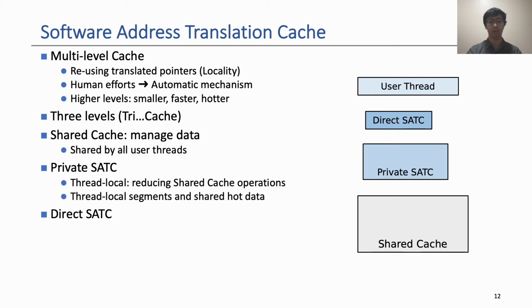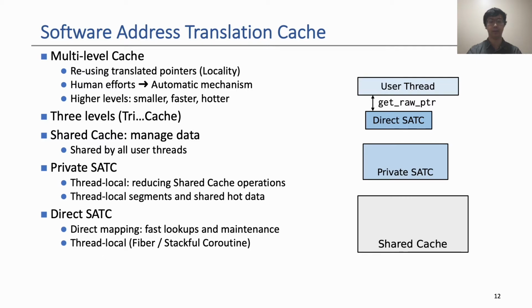On top of private cache, TriCache has a direct mapping cache named direct SATC, which supports fast lookup and maintenance. The direct SATC is also thread local and can be extended to be fiber local or coroutine local. It mainly targets consecutive operations on some blocks, such as sequential reads and writes.